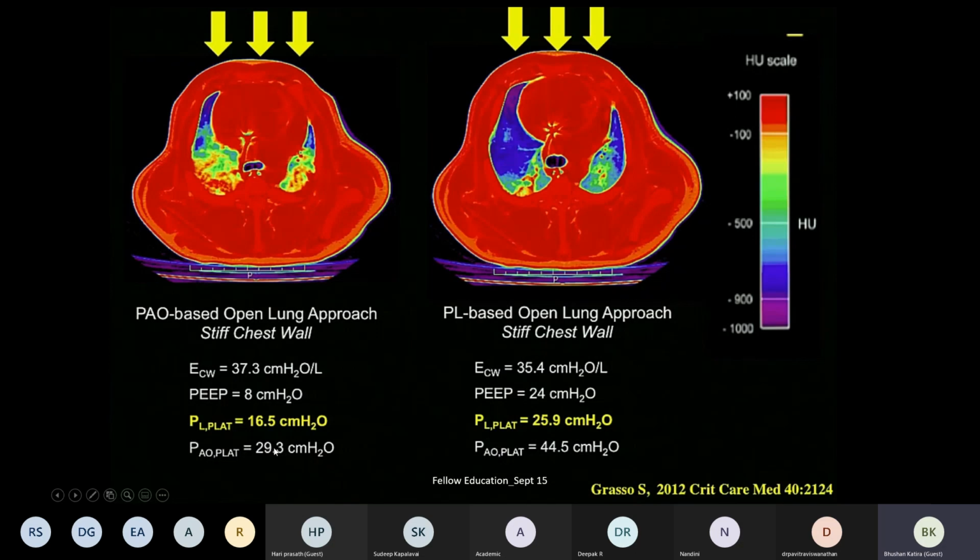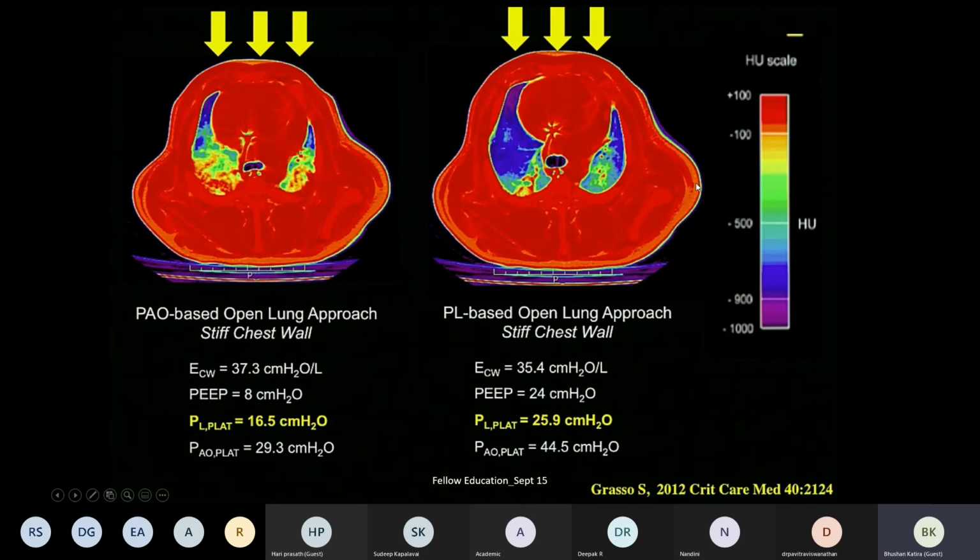So you think 29.3 is all good, there is no problem, and you're on a PEEP of 8, fantastic. This was before the driving pressure concept came in. Otherwise, we would have said no, the driving pressure is high. But when you look at the separation between elastance of chest wall and lung, you realize that the plateau of the lung is actually very low, and the lung is not very well inflated. You can see a lot of collapse, a lot of red, and a lot of yellow. Yellow also is close to collapse.